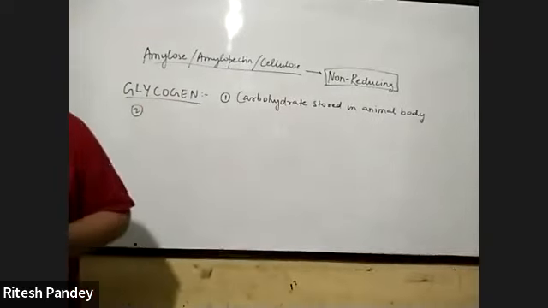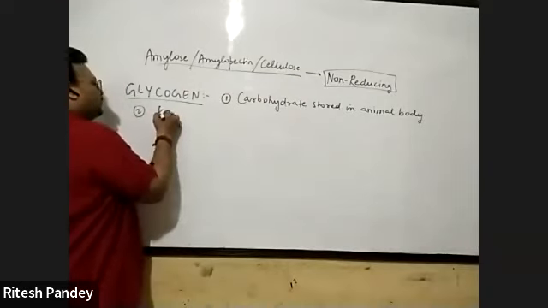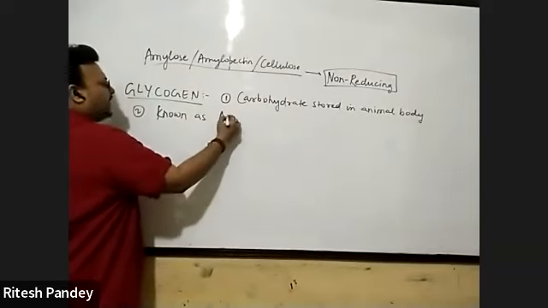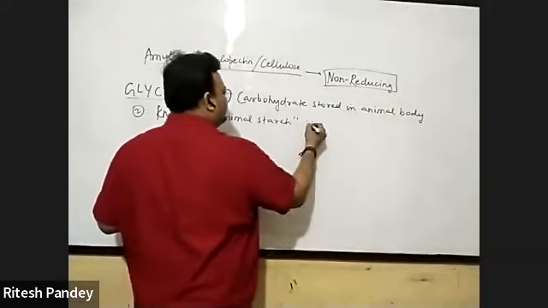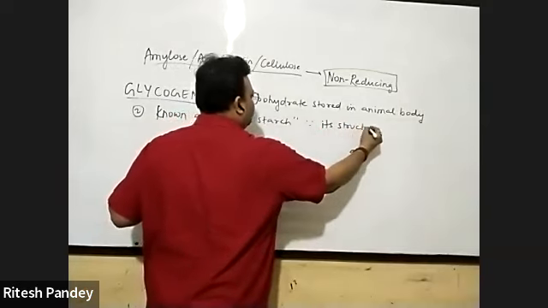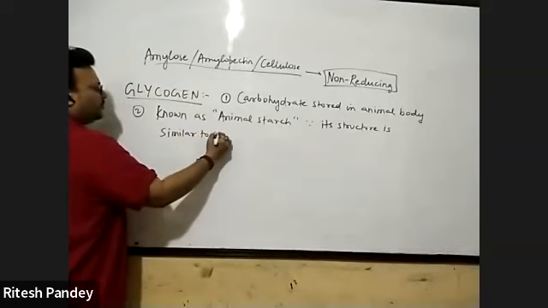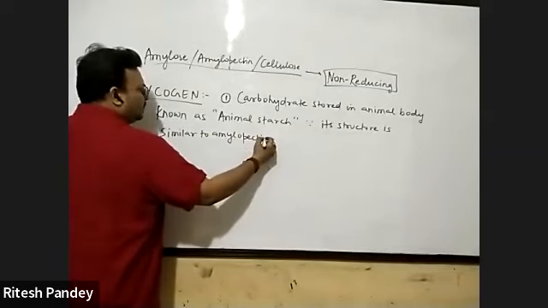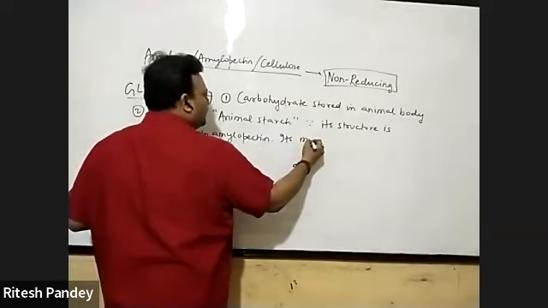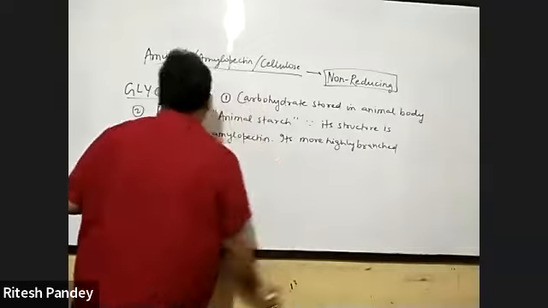Then it's also known as animal starch, because its structure is similar to amylopectin, although it's more highly branched than amylopectin.